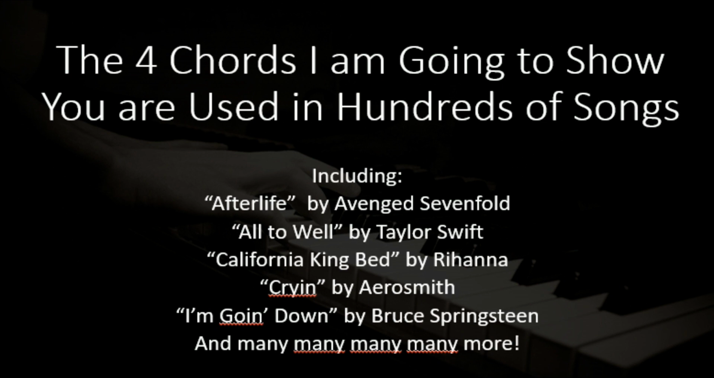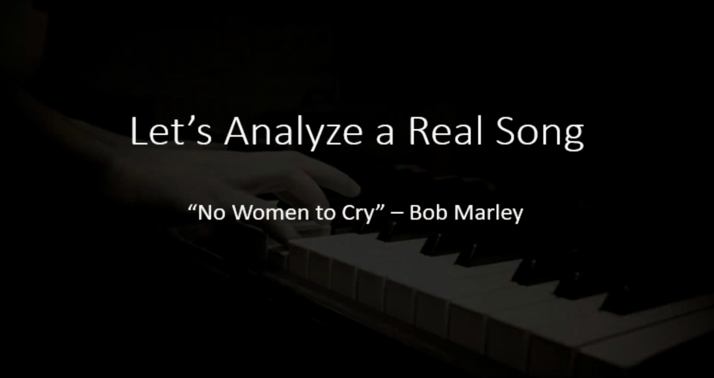So Afterlife by Avenged Sevenfold, All Too Well by Taylor Swift, California King Bed by Rihanna. We have Crying by Aerosmith, I'm Going Down by Bruce Springsteen, and I'm not even kidding when I say this, but many, many more, including the song we're going to talk about here in a second. All right, let's take a look. Actually, let's see how this chord progression applies in a real piece of music.